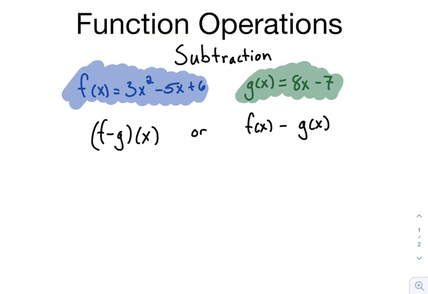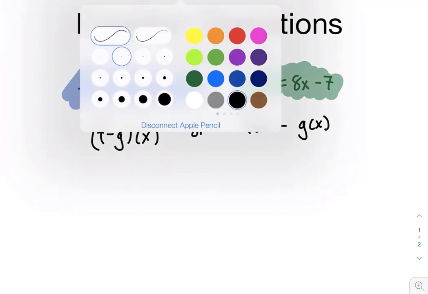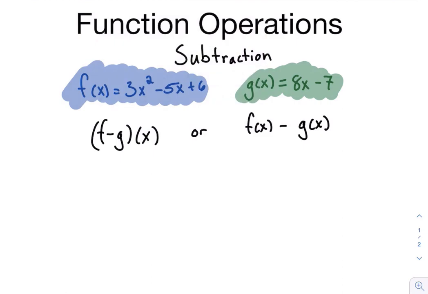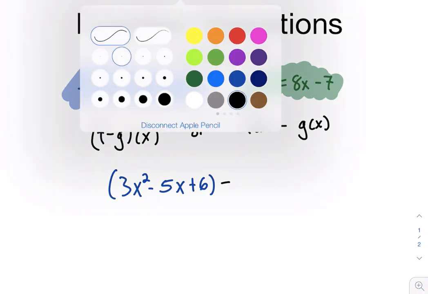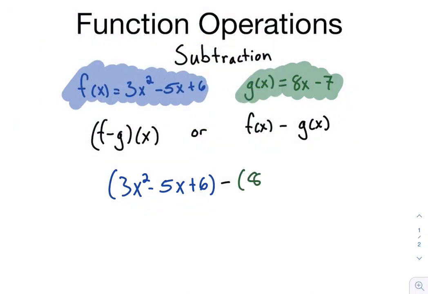The first thing I like to do is write the two functions. Now, subtraction is not commutative, so we're going to have to write them in the correct order, the way they show up. In this case, f minus g. So I need to write my f function first, which is 3x squared minus 5x plus 6. And then we're going to subtract, so minus. And then the g function, which is 8x minus 7.